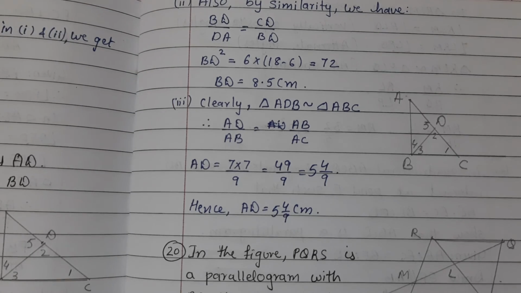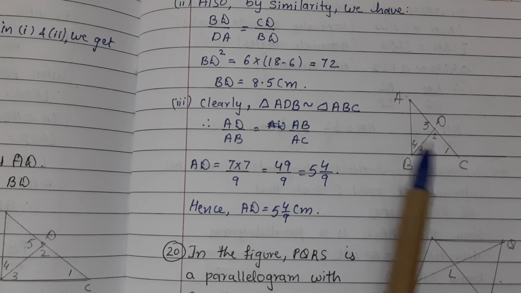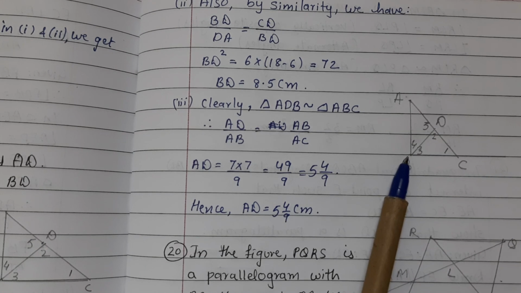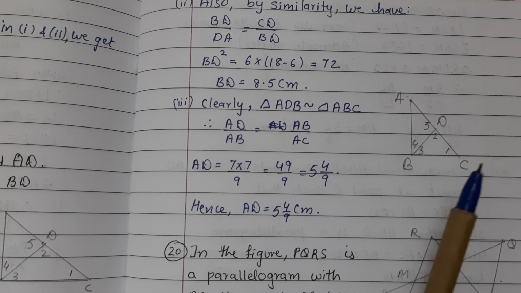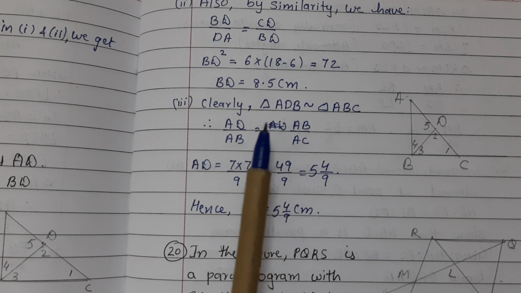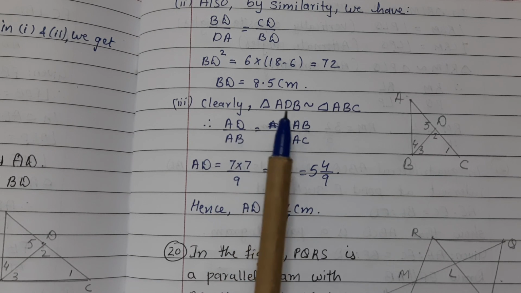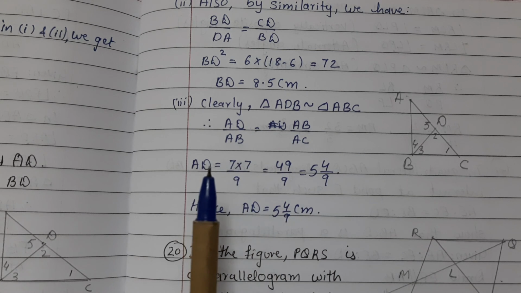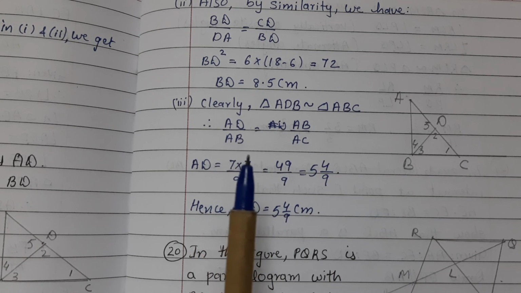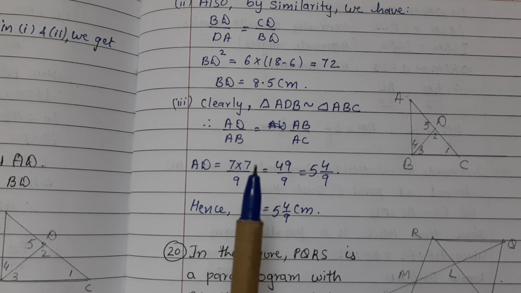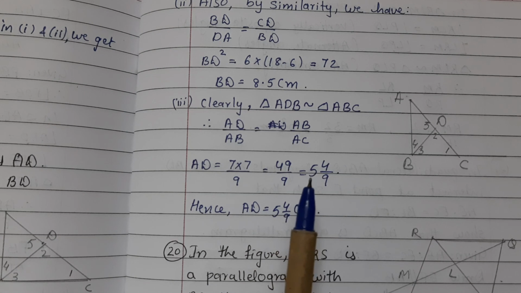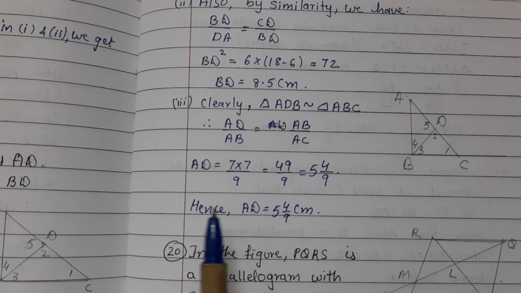Third part, clearly triangle ADB is also similar to triangle ABC. Therefore, sides are proportional. AD upon AB is equal to AB upon AC. Cross multiply, AD is equal to AB into AB upon AC equal to 7 into 7 upon 9 equal to 49 upon 9. Hence, AD equal to 49 upon 9 centimeter.